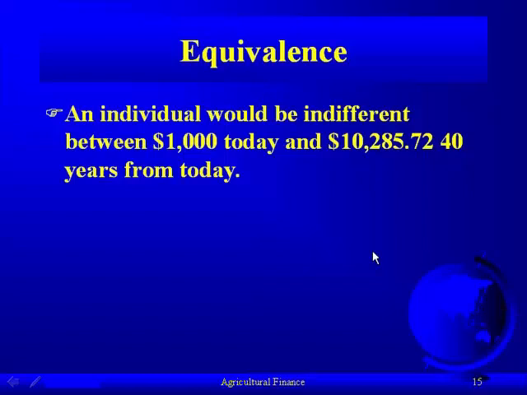Back to equivalence. Going back to our example of investing $1,000, an individual would be indifferent between $1,000 today and $10,285 40 years from today. In this world where the interest rate is 6%, no risk, just looking at the time value of money, why would you be indifferent between $1,000 today or $10,285?